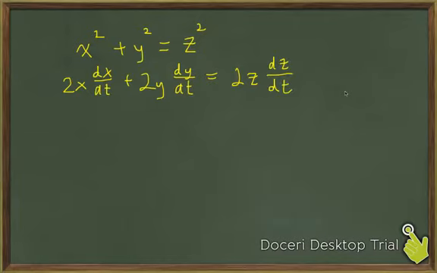This is the result. Notice each term has a factor of 2. So you can go ahead and divide each side by 2, and that's going to get rid of all 3 of your 2's.